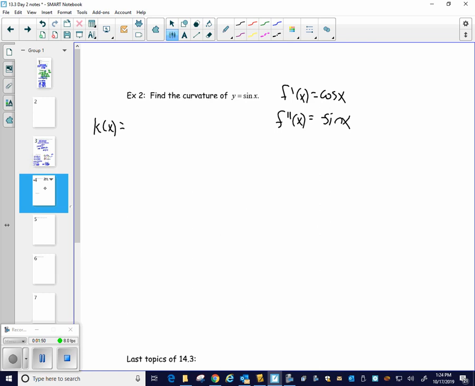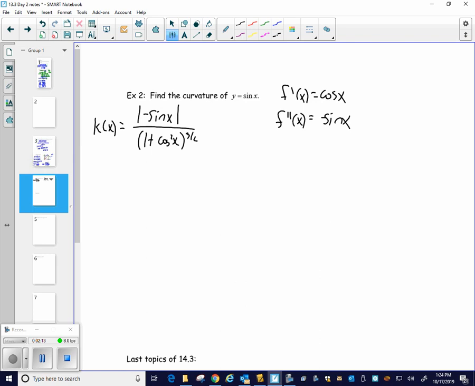So this is going to be absolute value of negative sine of x, that's f double prime, over 1 plus f prime squared, which is cosine squared, to the 3/2 power. So there is your curvature formula.